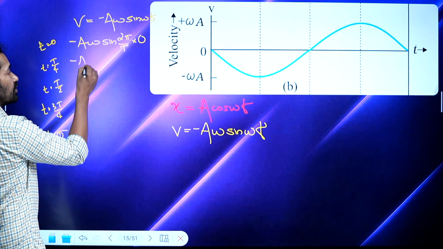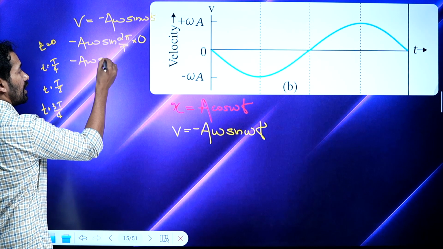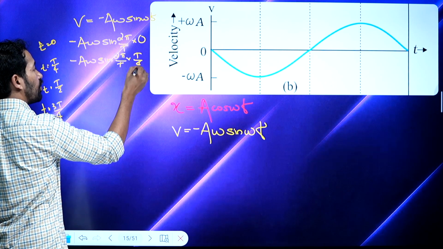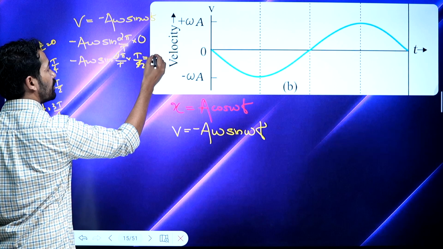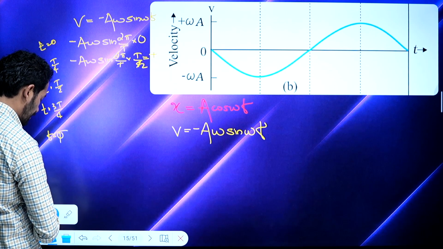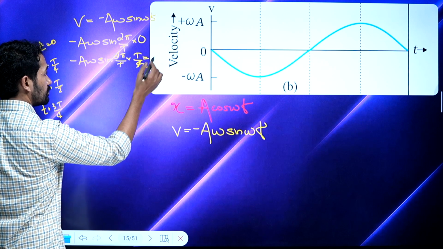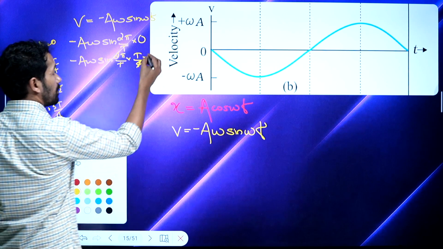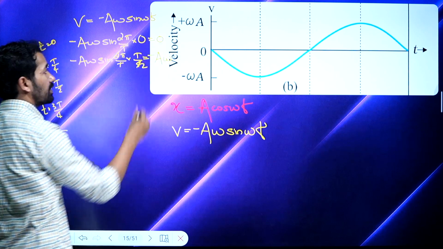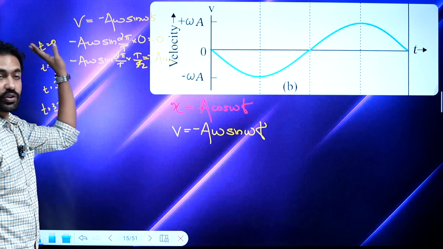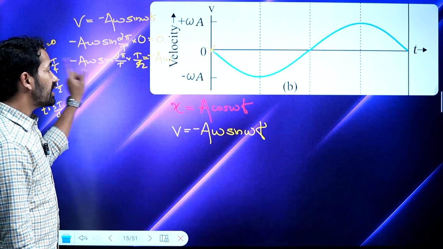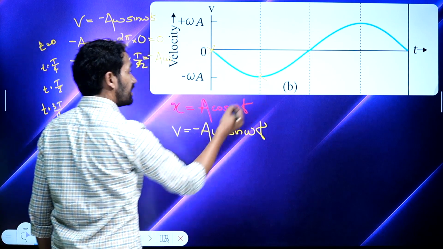So now here I will substitute minus a omega sin 2 pi by capital T into T by 4. This is equal to minus a omega. This is equal to 0 because sin 0 is 0. Understood? So at time t is equal to 0, the velocity is 0. Now after T by 4, the particle is at minus a omega.